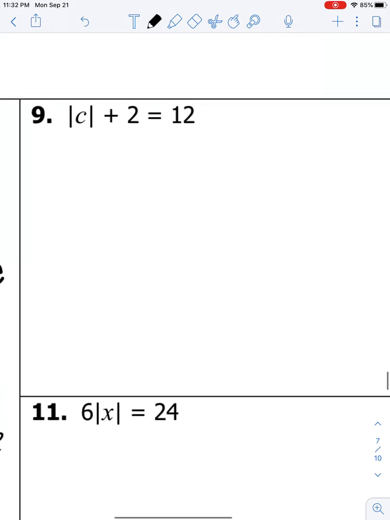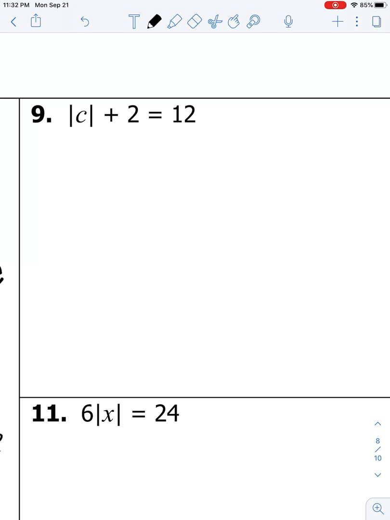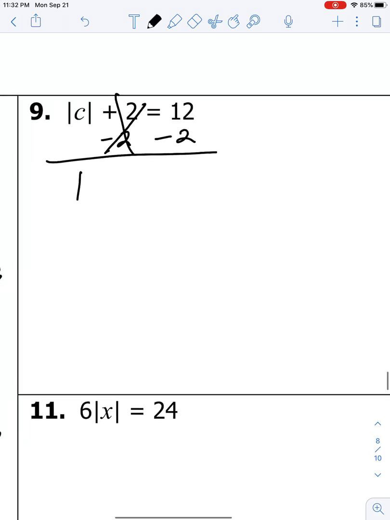So let's go to number 9. So first thing, automatically we see that there is something else on the same side as the absolute value. Well, we have to get it away from it, meaning this positive 2. So in order to get this positive 2 away from the absolute value, what we have to do is subtract it. So that's now gone. We get the absolute value of c now equals 10.